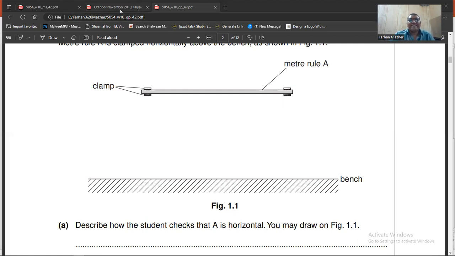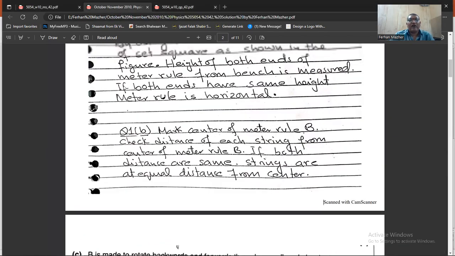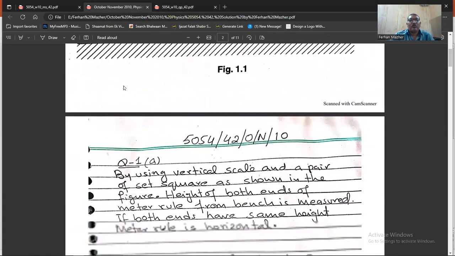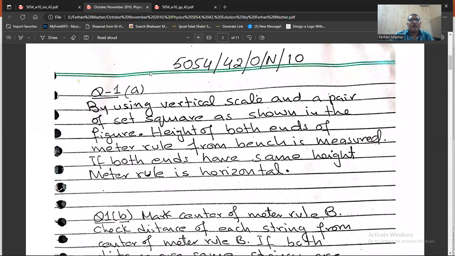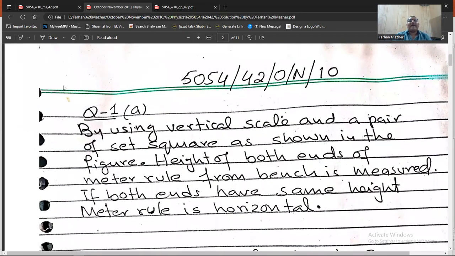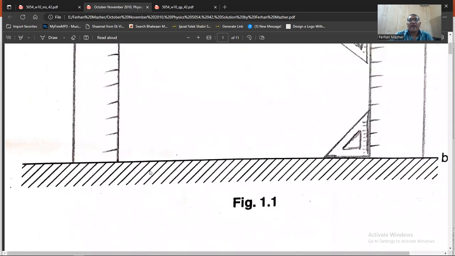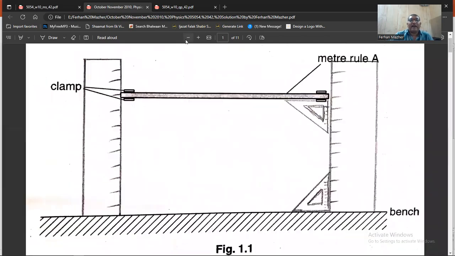So I have written this answer as well. Let's have a look at how I have written it. So here we have my answer. By using the vertical scale and a pair of set squares as shown in the figure, the height of both ends of the meter rule from the bench is measured. If both ends have the same height, the meter rule is horizontal. And this is that diagram.